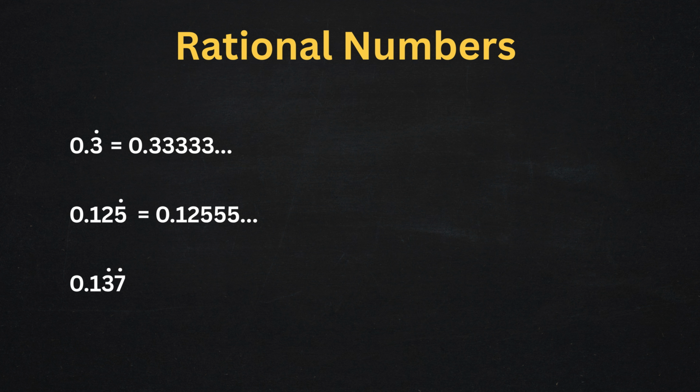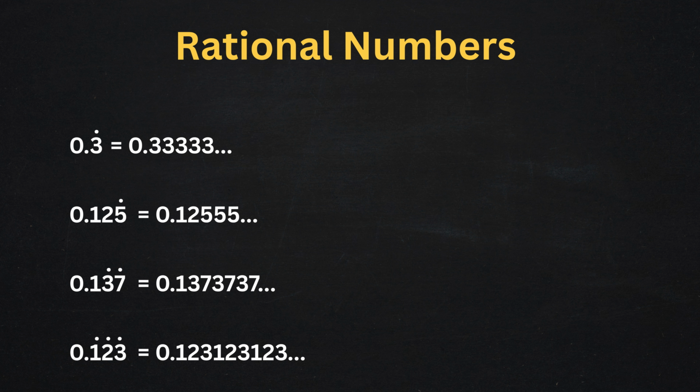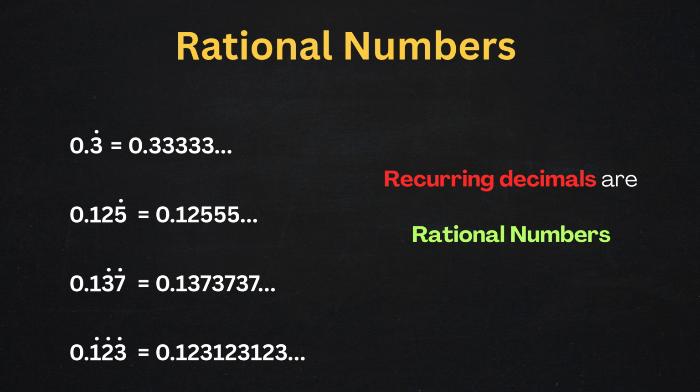If 3 and 7 have a dot in 0.137, then it means 0.137, 37, 37 and so on. If we have a dot on all three numbers as in 0.123, then it means 0.123, 123, 123 and so on. So actually the dot means the repetitive part of the decimal portion. Always remember, if a decimal portion has some pattern with repetition, even if it has unlimited numbers, it is a rational number. Let me repeat, recurring decimals are also rational numbers.